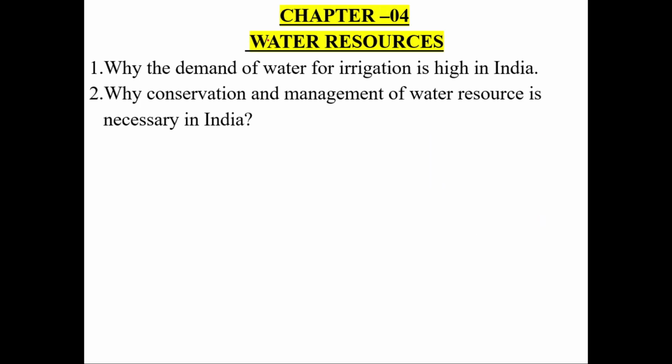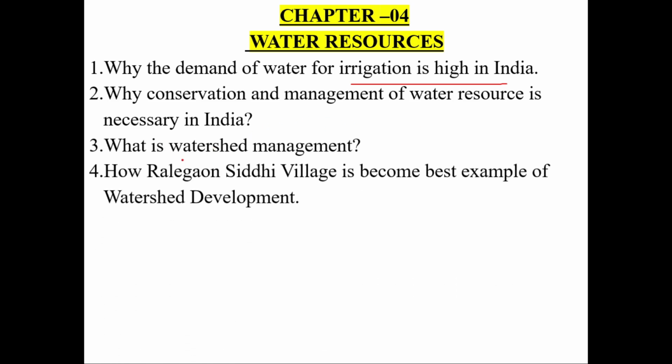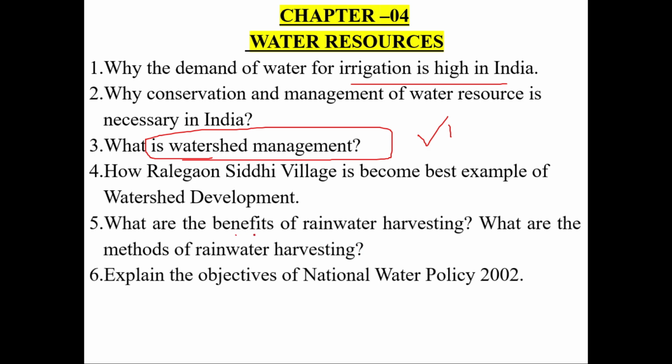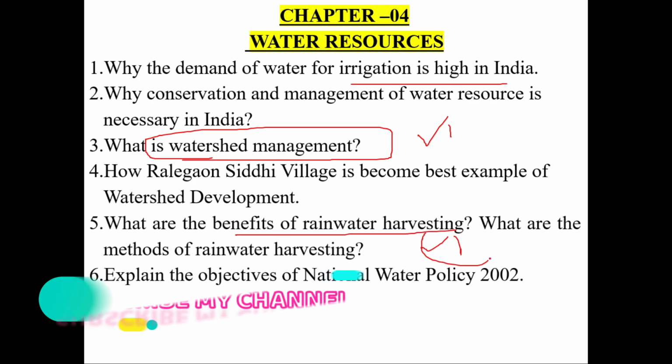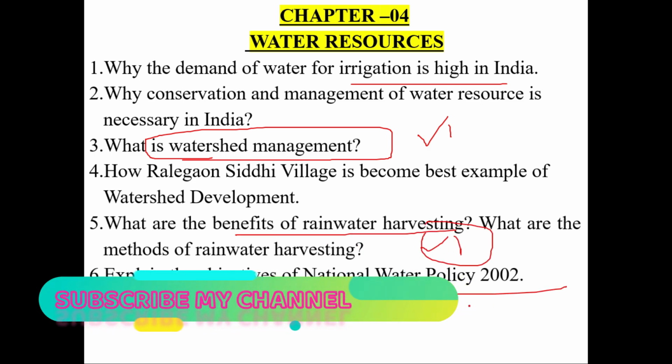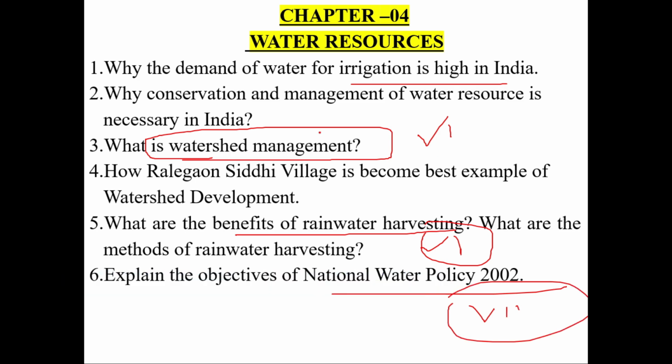Then water resource, this chapter basically focuses on MCQ and source based questions. But the main question is that the demand for irrigation is high in India. Then two other important questions: one is watershed management, a very important question. Similarly, rainwater harvesting is also a very important question. And last year national water policy also came, so this is also an important question. So watershed management, rainwater harvesting and national water policy are important questions from this chapter.